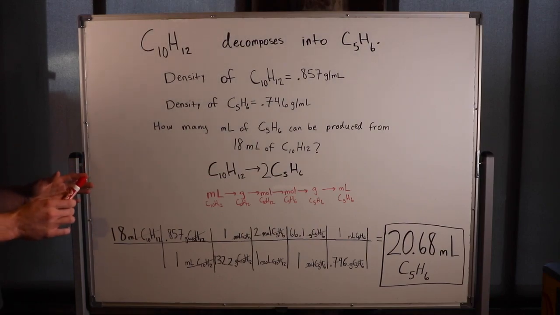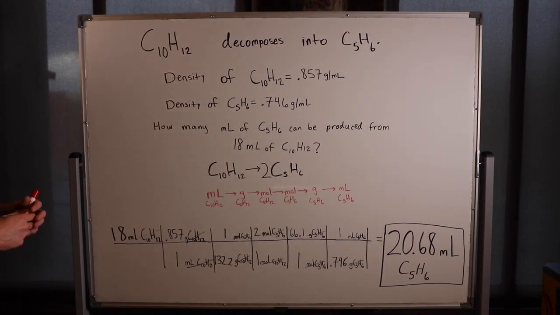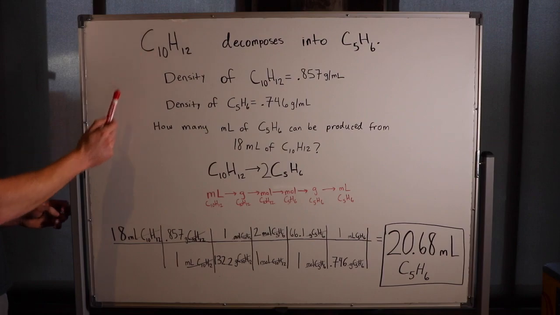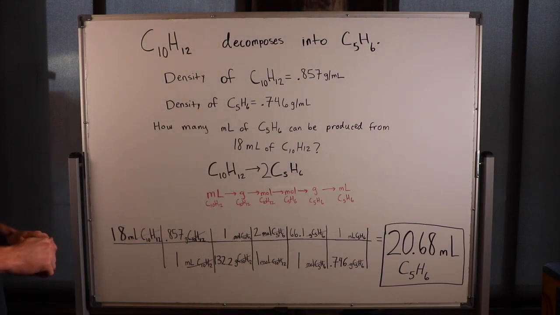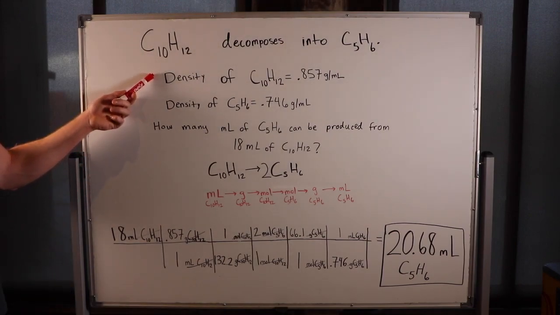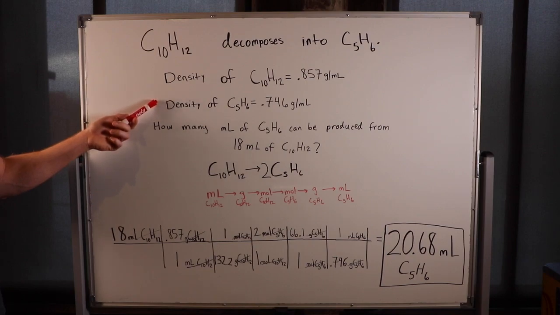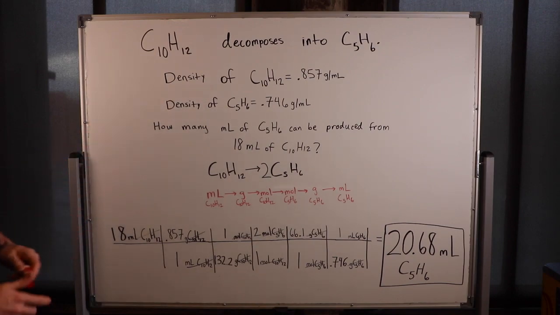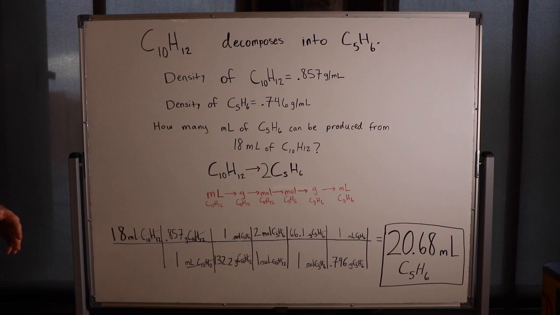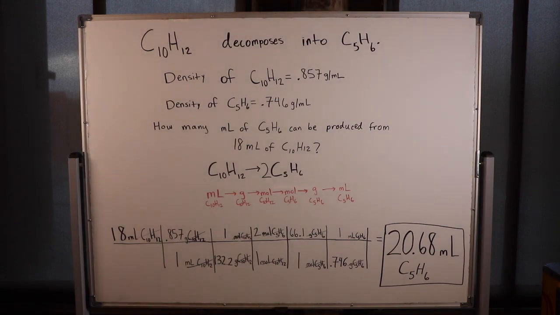Okay, so we're going to start this video off with a stoichiometry problem. C10H12 decomposes into C5H6. They give us the density of C10H12 and then the density of C5H6, and then they ask how many milliliters of C5H6 can be produced from 18 milliliters of C10H12.